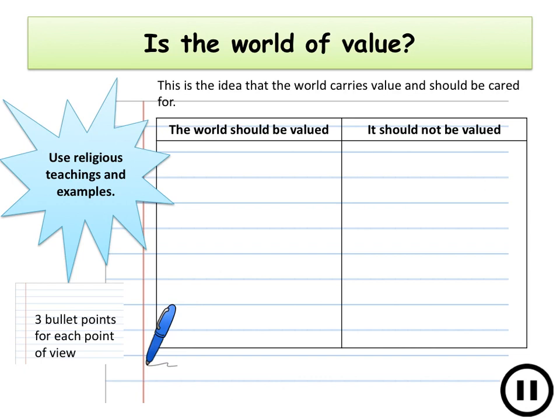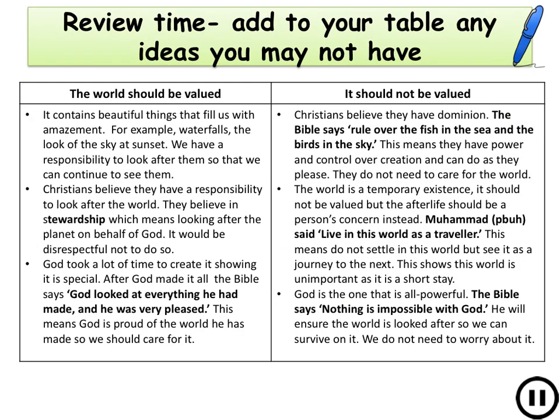ourselves. Really, the two things that you're looking for on either side of this argument are stewardship on the idea that the world should be valued and dominion on the other side. Look back through the video and through your notes, pause the video and see what you can get on both sides. Use the table on the screen to try and add any more ideas that you might not have had.